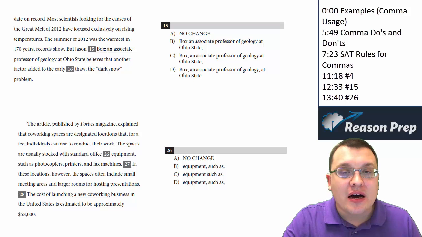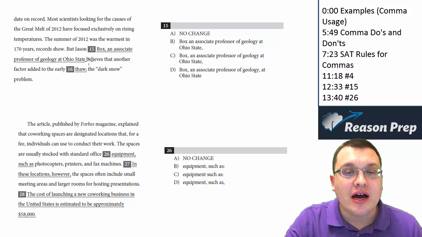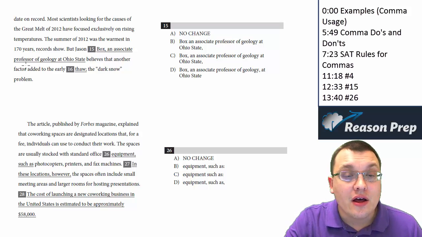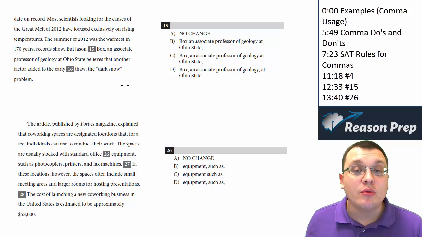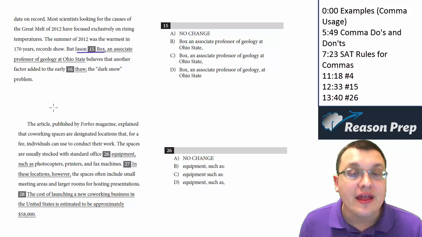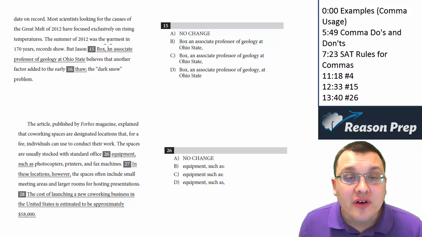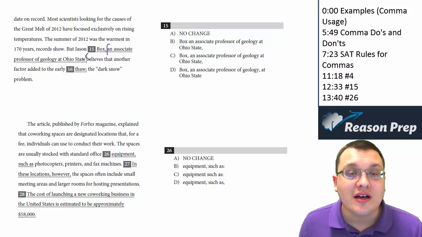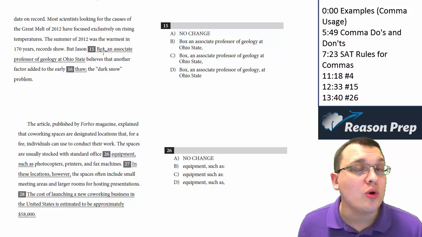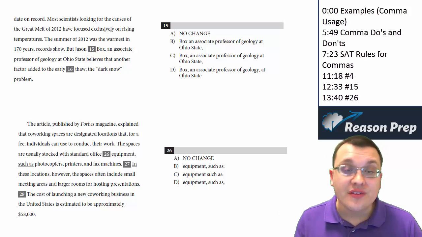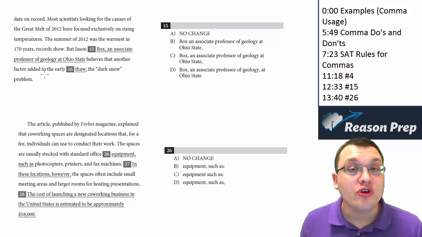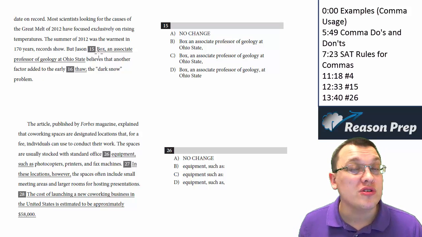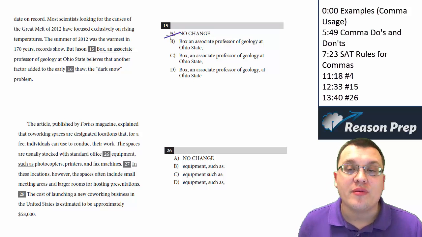15. But Jason Box, an associate professor of geology at Ohio State, believes that another factor added to the early thaw, the dark snow problem. So here we've got this noun, Jason Box, and then we've got an appositive phrase, an associate professor at Ohio State. Currently, we only have one comma. This is where the two or no comma rule comes in. Either we're going to have two here or we're going to have none, and almost certainly going to have two with appositive phrases like this.